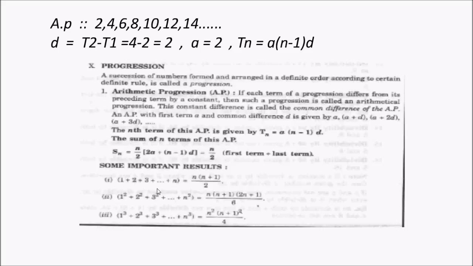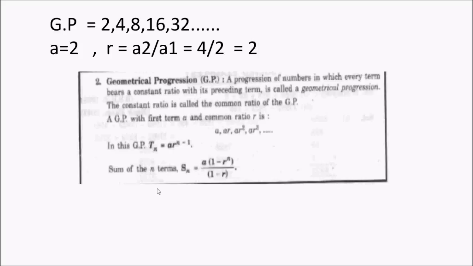So you have a formula like this, and also the sum of the squares of the numbers and the sum of the cubes of the numbers. The sum of natural numbers is n into n plus 1 by 2. The sum of the squares of natural numbers equals n into n plus 1 into 2n plus 1 by 6, and the sum of the cubes of natural numbers is n square into n plus 1 whole square by 4.